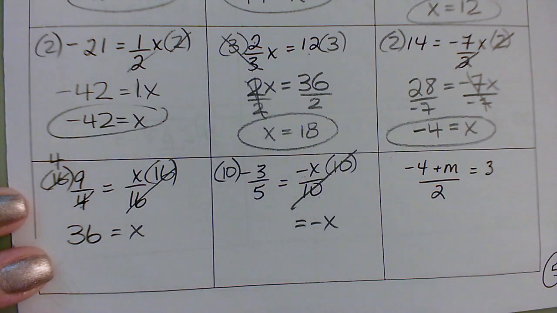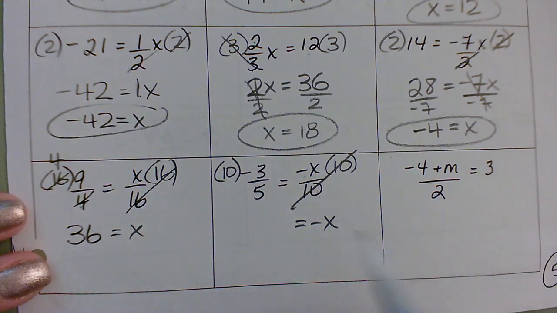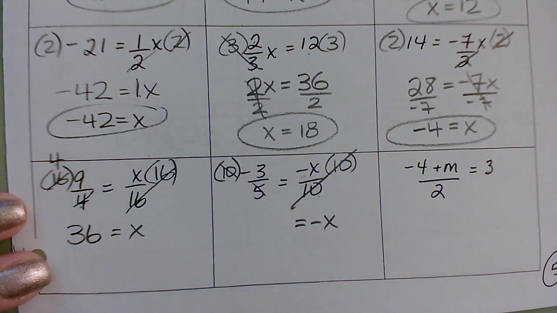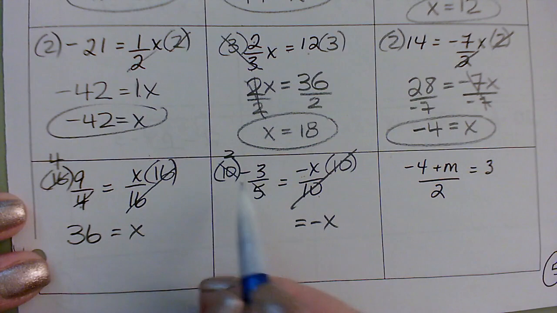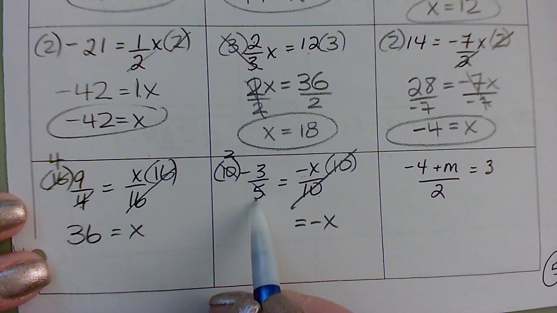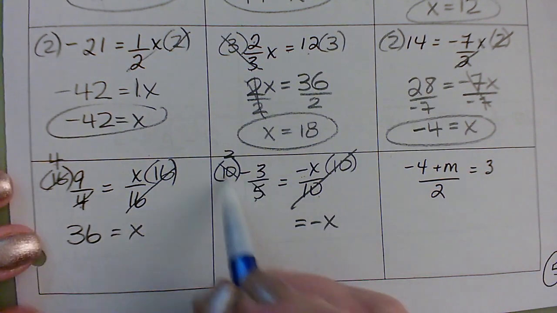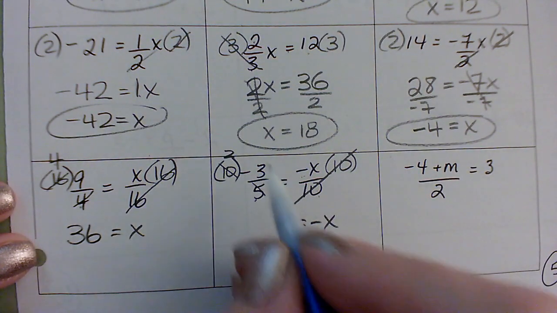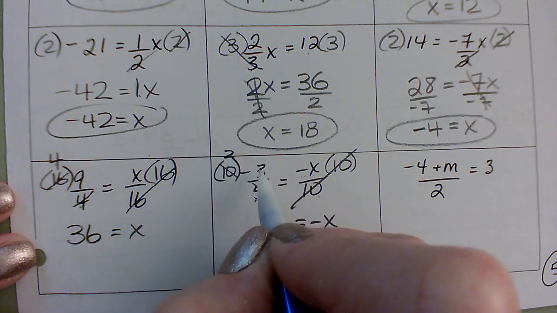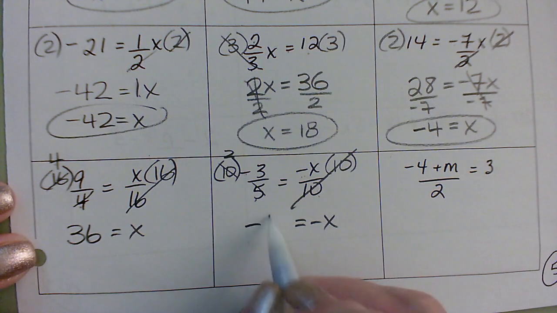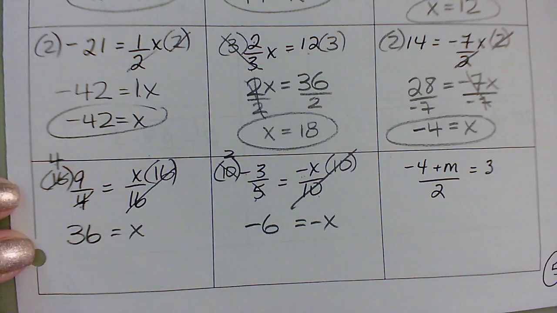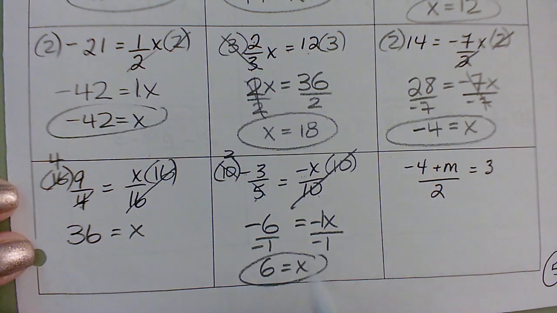Can I clean this up? Yes, I can. The 5 and the 10 cancel out, leaving a 2. It's the same thing as if I went negative 30 divided by 5. That's an easy one. Or I could have taken a 5 out of each, and I just have to remember that it's 2 times a negative 3, which gives me a negative 6. And then dividing by what? Negative 1, right? Because there's a 1 here. Divide by a negative 1, which switches my sign.